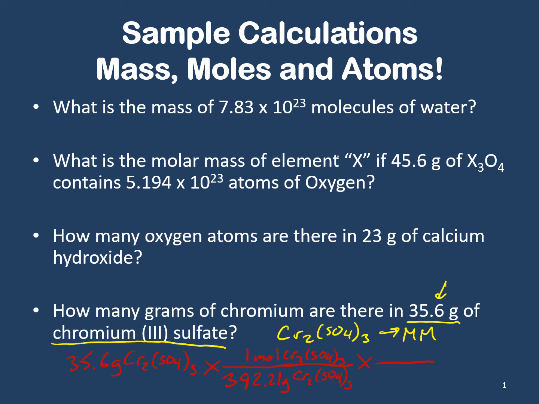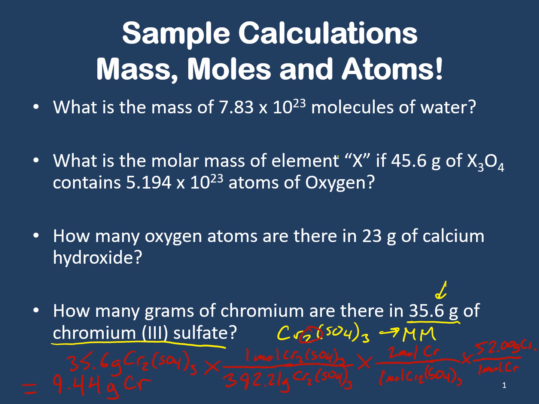Next, we got to do a mole ratio. We know that in 1 mole of chromium 3 sulfate, there are 2 moles of chromium, again because there are 2 chromiums in the compound. Next, to get grams, we just need to multiply by the molar mass of chromium, which is 52 grams of chromium in 1 mole of chromium. All right, so if we hit equals here, we can get our mass. And we get that there are 9.44 grams of chromium in this sample.